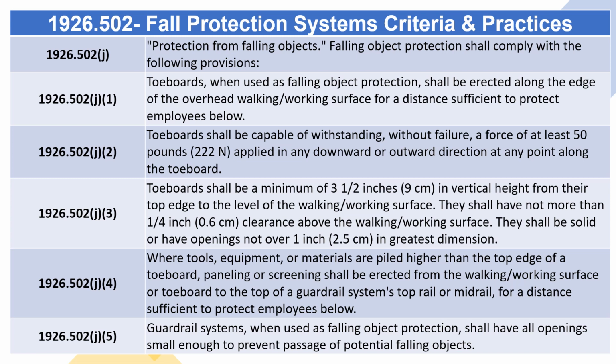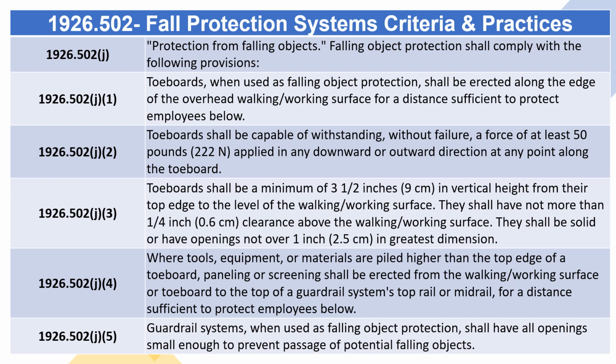1926.502 J1. Toe boards, when used as falling object protection, shall be erected along the edge of the overhead walking/working surface for a distance sufficient to protect employees below. 1926.502 J2. Toe boards shall be capable of withstanding, without failure, a force of at least 50 pounds (222 N) applied in any downward or outward direction at any point along the toe board.